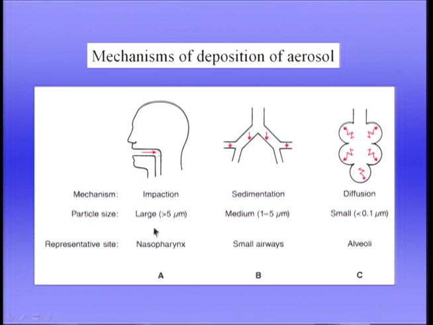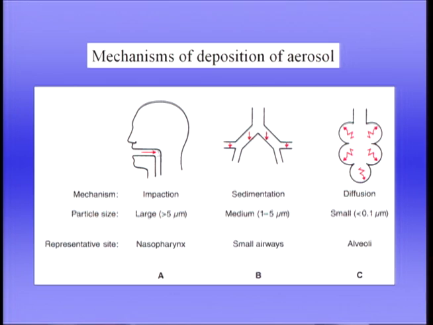And impaction is particularly important in the nasopharynx, as shown here. Even if you're not nose breathing, if you're air breathing, the inspired gas has to turn the corner very rapidly, and impaction can occur. And that's an extremely effective way of removing the larger particles, particles over about 5 microns or so.